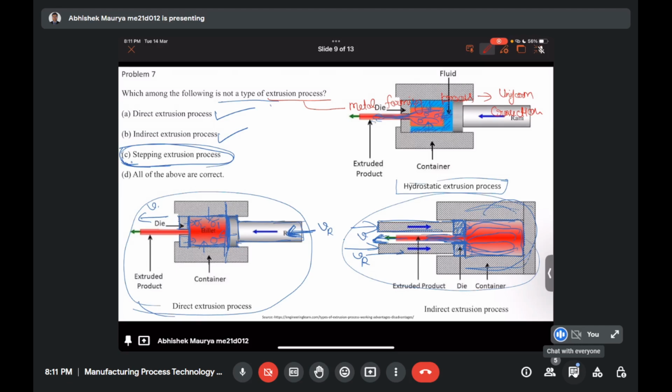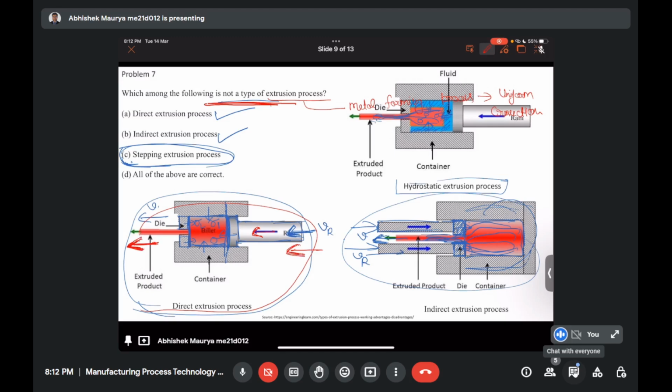So, if I quickly try to explain, basically here it has been asked which of the following is not a type of extrusion process. So first of all, I will explain what kinds of extrusion process there are. The first one is the direct extrusion process. Here we are pushing the billet with the help of a ram, and our product is also coming out in the same direction. Here we are giving the velocity to the ram towards the left, and the product is also coming towards the left. That is called the direct extrusion.